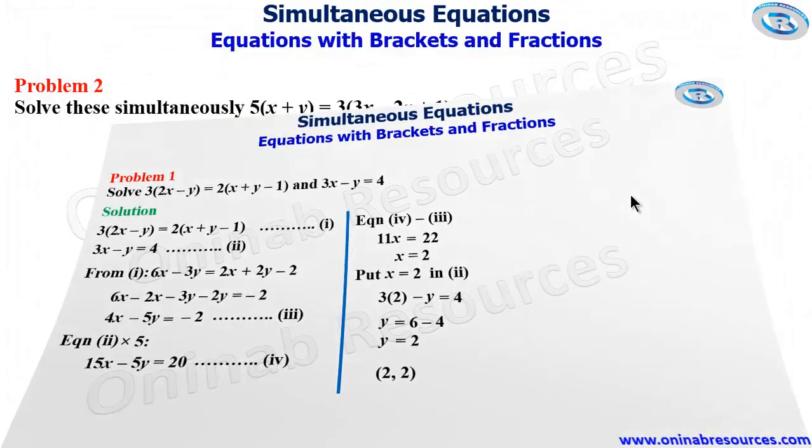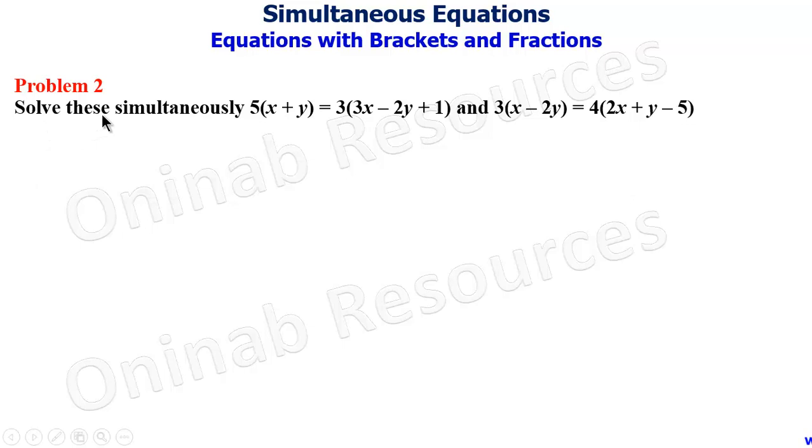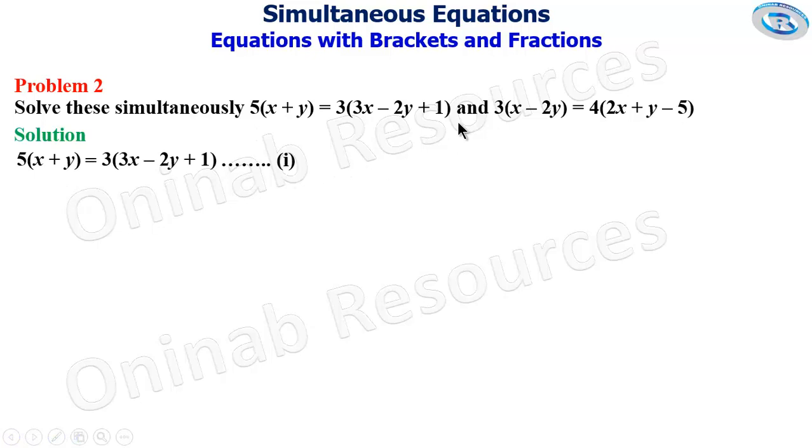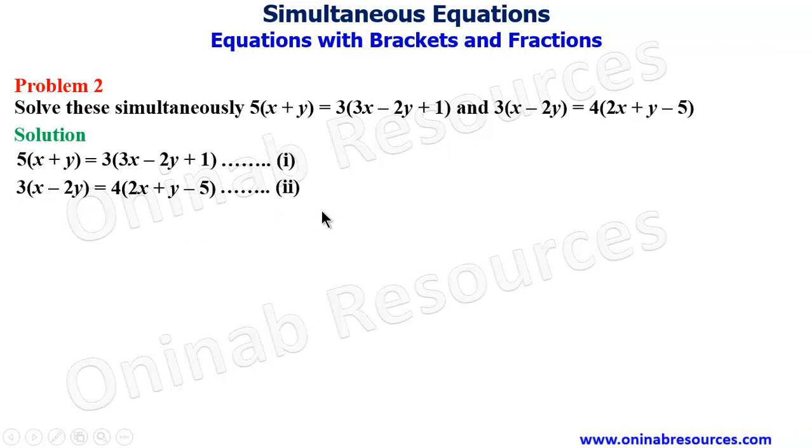We go to problem 2. For problem 2, solve these simultaneously: 5(x + y) = 3(3x - 2y + 1), and 3(x - 2y) = 4(2x + y - 5). Again, we have two equations here. So in our solution, we are going to have the first equation and label it as equation 1, then the second equation, and label it equation 2. We then expand the brackets and simplify.